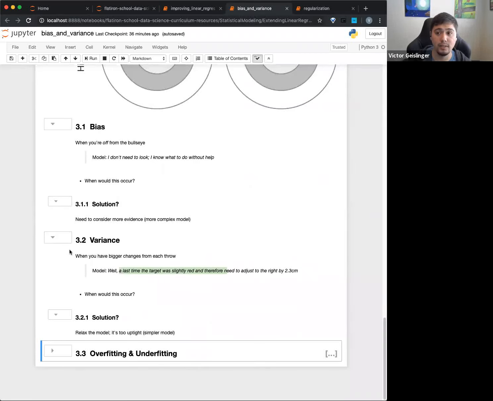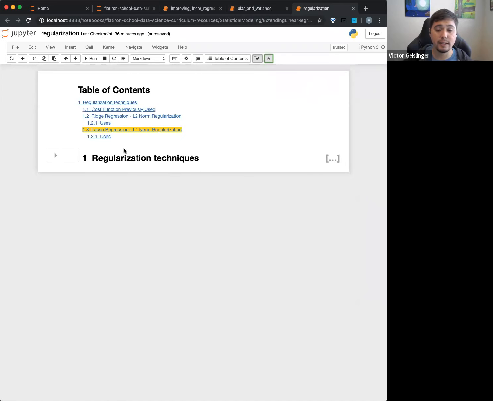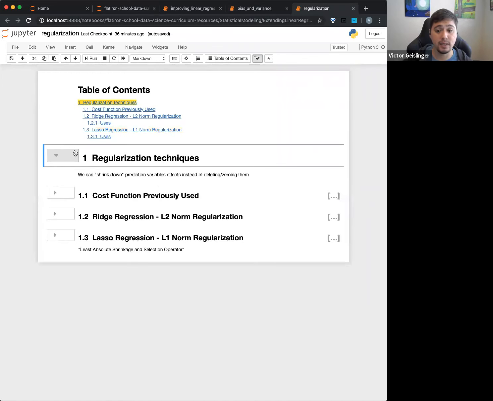Okay, cool. So this leads into a question: how do we make sure we don't have high variance or high bias? What are the things we can do? One big strategy is to use regularization. Regularization is a really cool mathematical technique that allows us to shrink down predicted variable effects. We're either getting rid of those features or at least downplaying their importance.